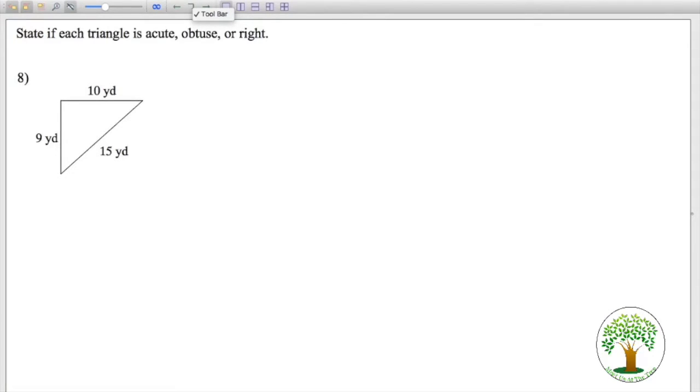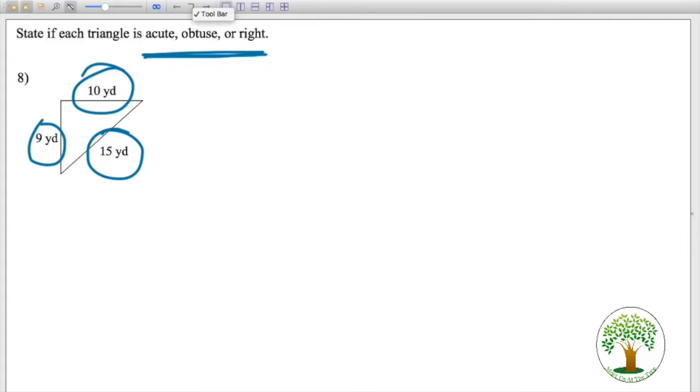Now number 8 is the same. We're looking for acute, obtuse, or right. So we're going to look at this and see if it's a Pythagorean triple. Is it 9, 10, 15? I can't even reduce those down to a 3, 4, 5. I can do a 3 and a 5 if I divide by 3, but I can't do that with the 10. It's not 5, 12, 13 either, so it's neither one of those. So I'm going to just have to check.